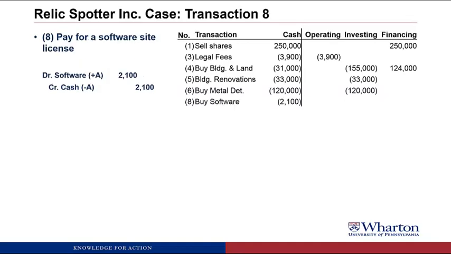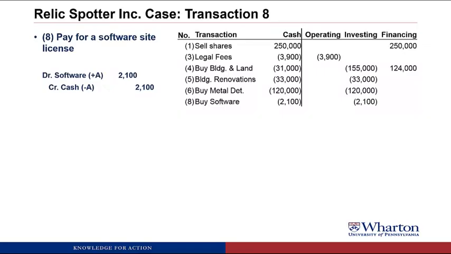Okay, next we're going to skip transaction 7 because that was a non-cash transaction. Relic Spotter had purchased inventory on account, and move to transaction 8 where Relic Spotter had paid $2,100 cash for a 3-year software site license. Why don't you try to guess whether that's operating, investing, or financing? The answer here is an investing cash outflow of $2,100.